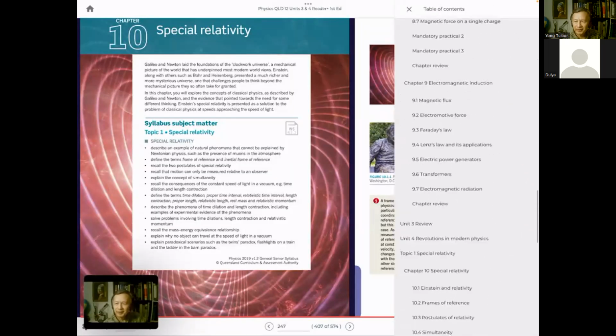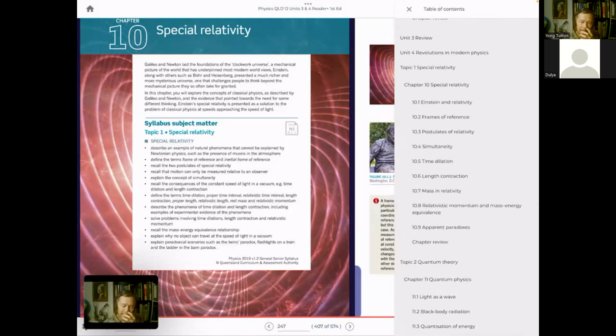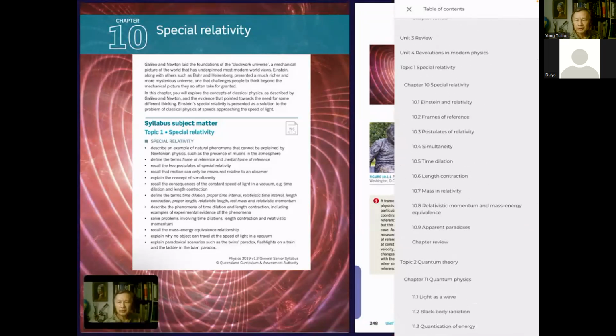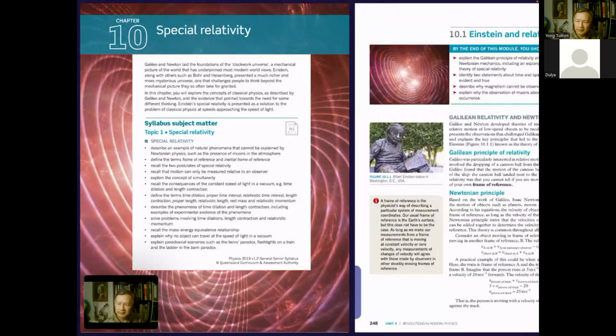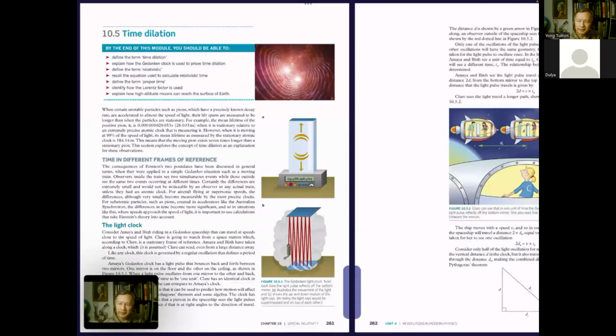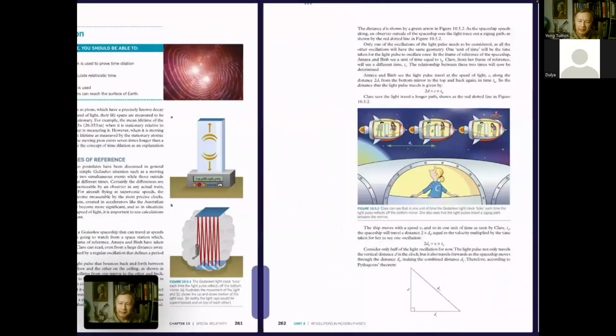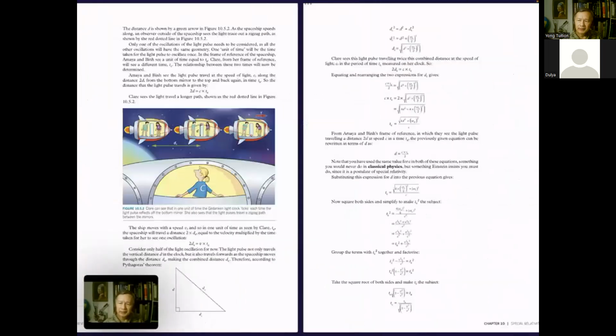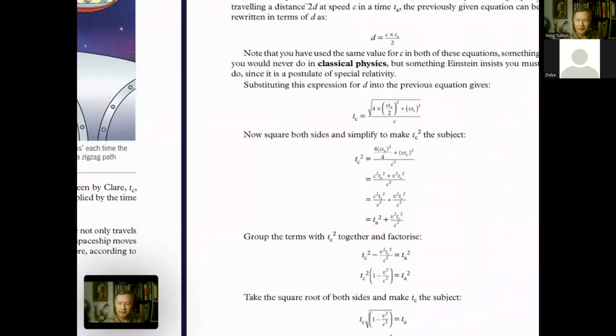Where's the gamma factor? Can you find the gamma formula first? Gamma equals 1 over the square root. That might be in time dilation. Yes, time dilation. Can you enlarge the last page with the formula? Oh, here we go. Can you see that factor now?